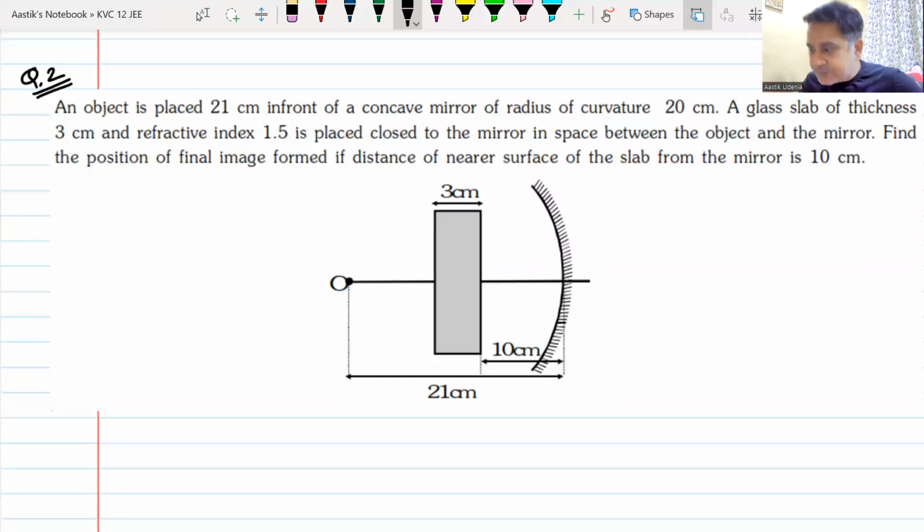An object is placed 21 centimeters in front of a concave mirror, of radius of curvature 20 centimeters. A glass slab of thickness 3 centimeters and refractive index 1.5 is placed close to the mirror in the space between the object and the mirror. Find the position of the final image formed if the distance of the nearer surface of the slab from the mirror is 10 centimeters.